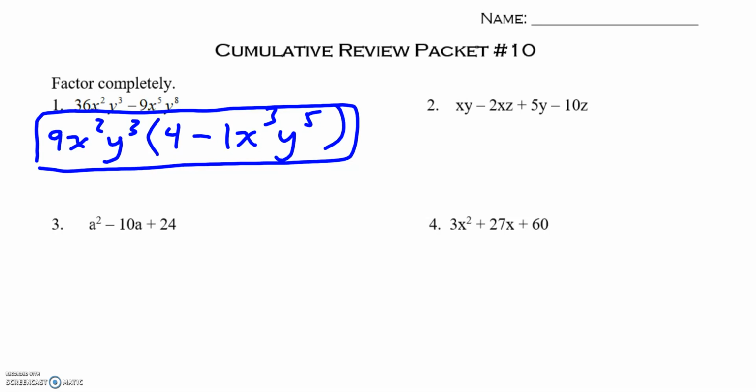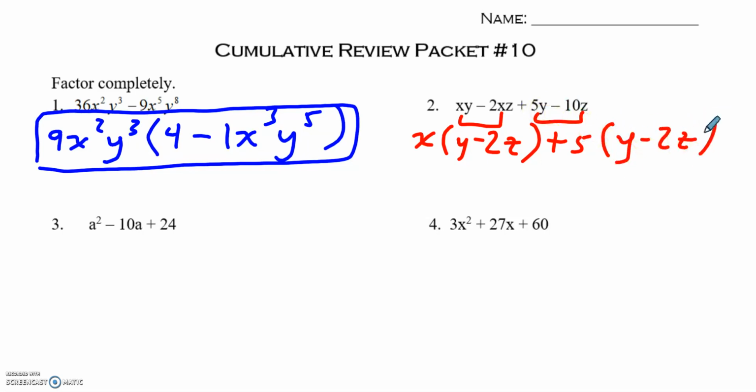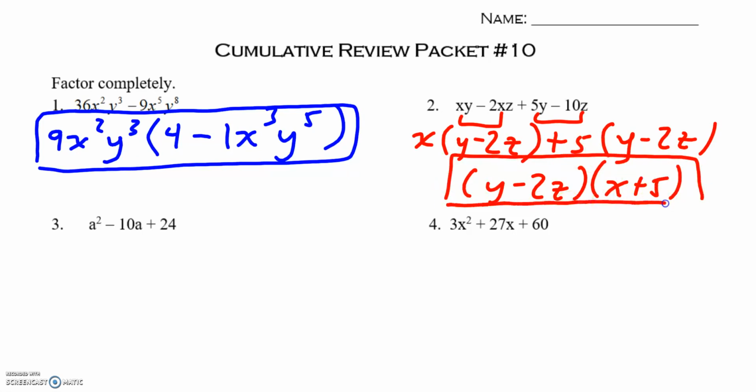Number 2. I notice that I have 1, 2, 3, 4 terms, and it looks like none of these terms are like. So as soon as I see 4 terms, I'm going to go ahead and factor by grouping. If I look at the first 2 terms, my greatest common factor is an x, and I'm left with y minus 2z. If I look at my next 2 terms and carry down that plus sign, I can take a 5 out of both terms, and I'm left with 5 minus 2z again, which means that my final answer would be y minus 2z in one parenthesis, and what's remaining, x plus 5 in the other parenthesis. So this one I factored by grouping.